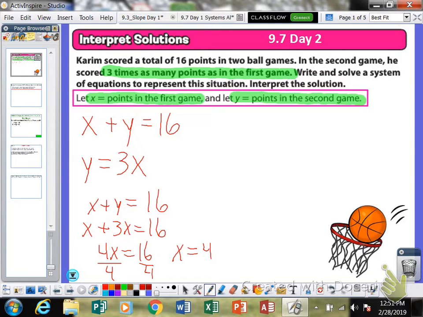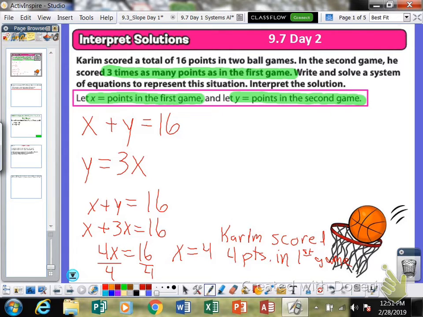x equals 4. This tells me that Karim scored, I'm just going to erase that and write that over. He scored 4 points in the first game. Okay.